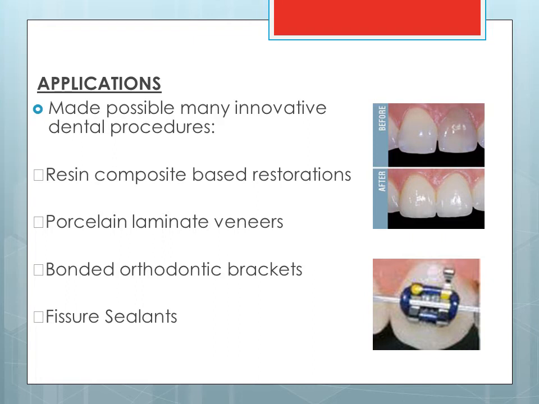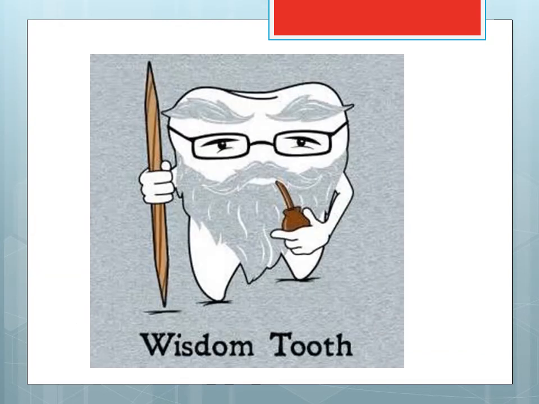Porcelain laminate veneers, where we give porcelain veneers or laminates, that is also done after etching is done, and only then are they placed. Bonded orthodontic brackets, as you can see from the last picture, are basically orthodontic brackets, or what are known as braces. These are also bonded on the tooth, but after acid etching and application of bonding agent. And then fissure sealants, which I'm sure you must have or will ultimately study in community dentistry. This is a preventive method by which the pits and fissures of teeth are sealed, and this is also done after application of acid.